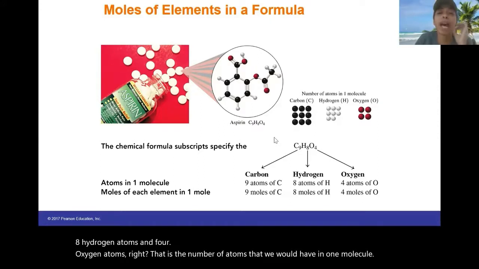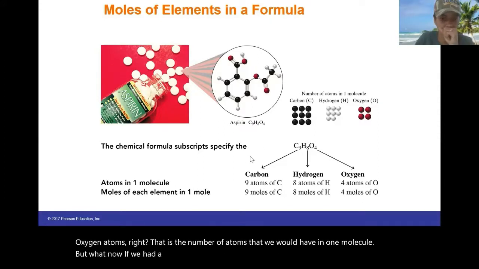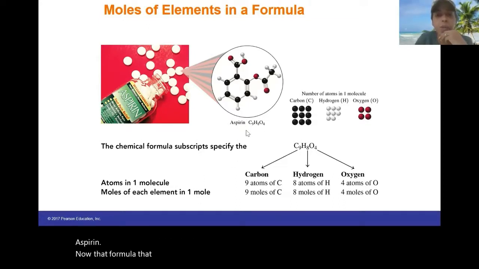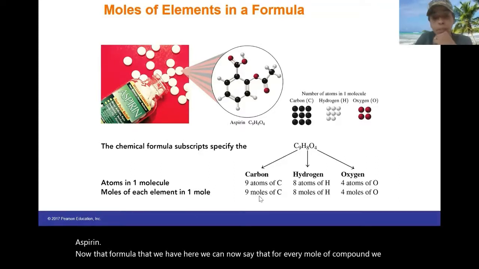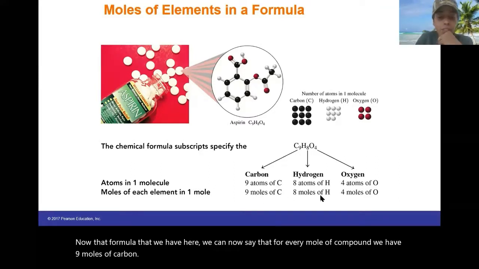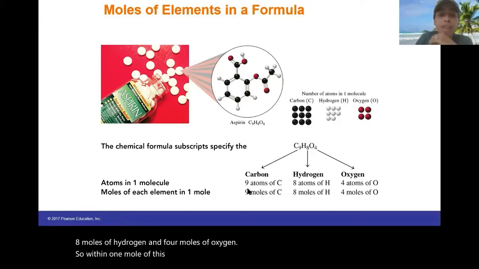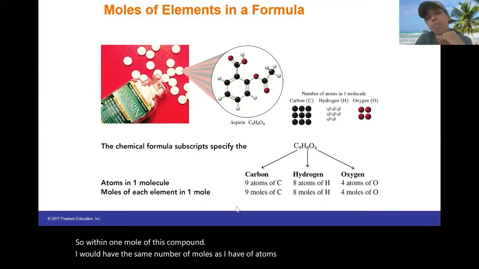But what now if we had a whole mole of aspirin? Well, now that formula that we have here, we can now say that for every mole of compound, we have 9 moles of carbon, 8 moles of hydrogen, and 4 moles of oxygen. So within 1 mole of this compound, I would have the same number of moles as I have of atoms for each element, all right?